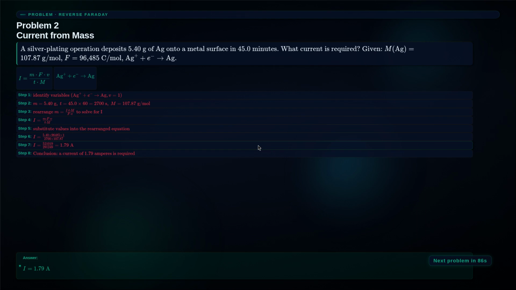Step 2. Rearrange the Faraday equation to solve for current. I equals m times F times v divided by t times M. Step 3. Substitute the values. I equals 5.40 times 96,485 times 1 divided by 2700 times 107.87. This equals 521,019 divided by 291,249. The answer is 1.79 amperes.